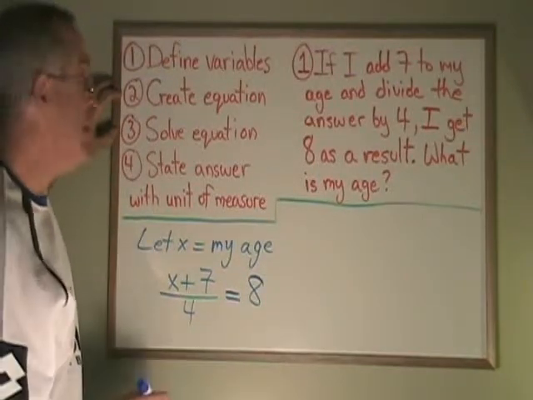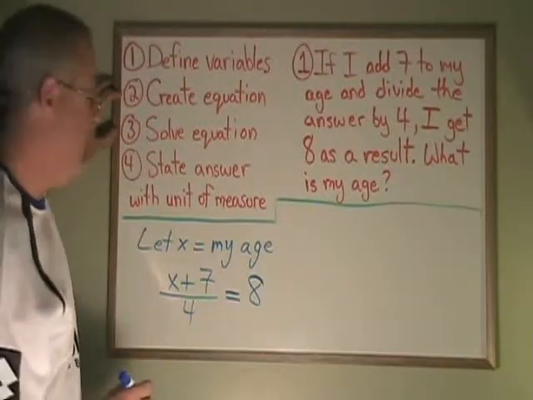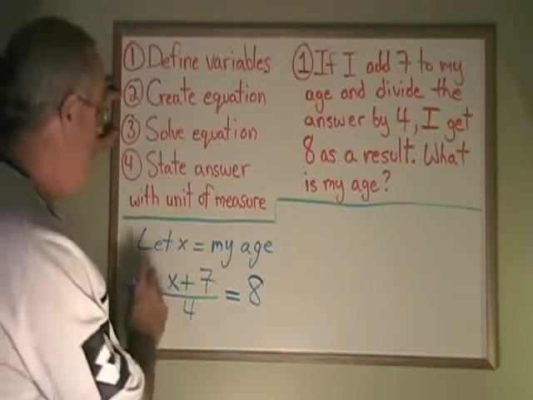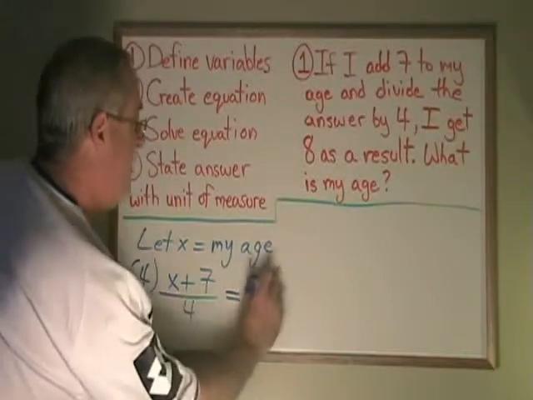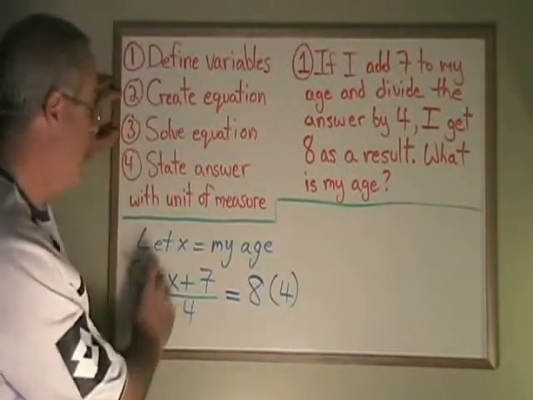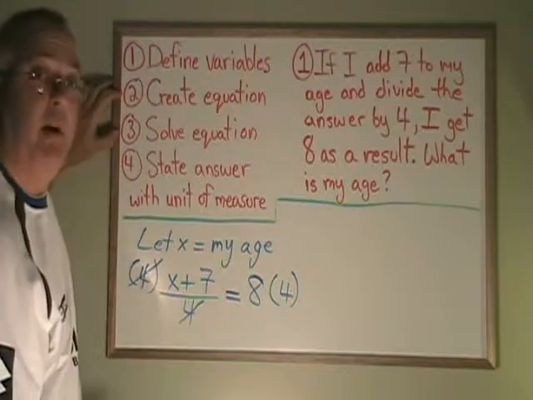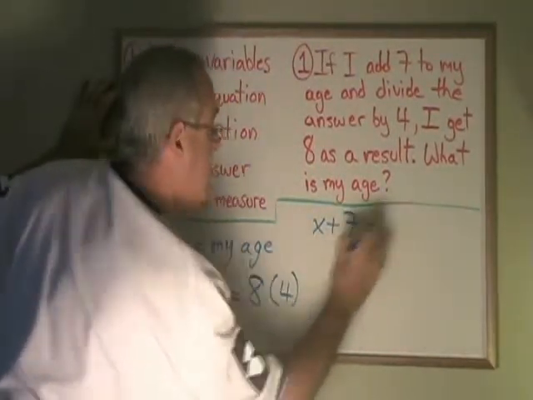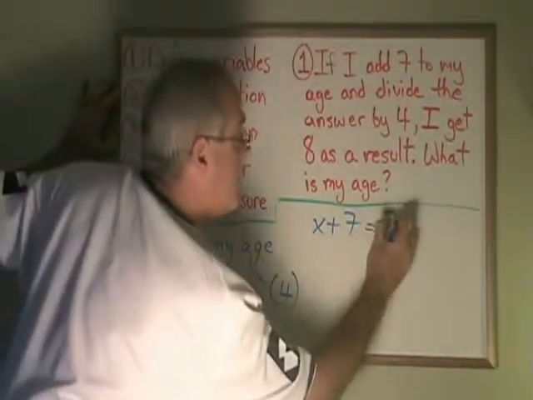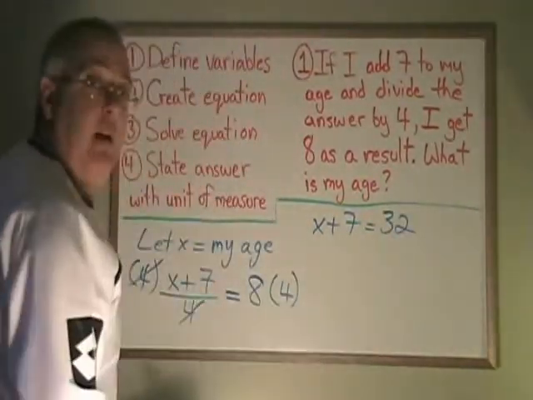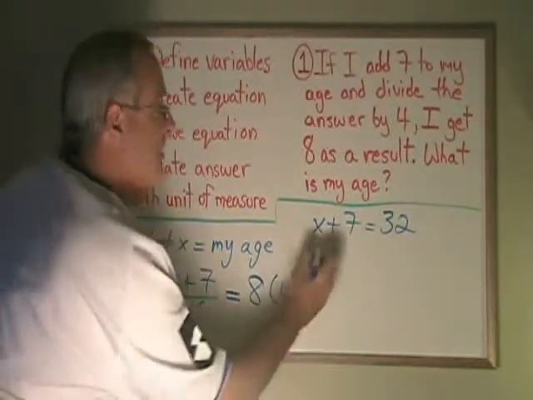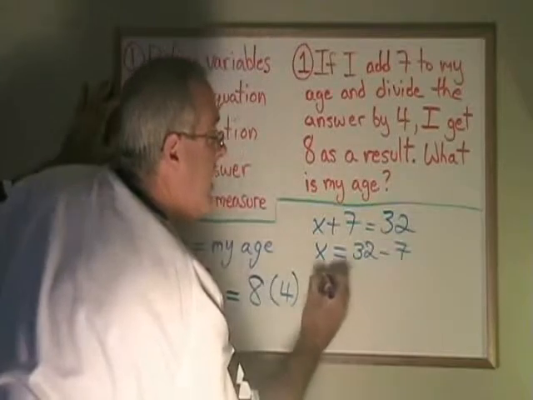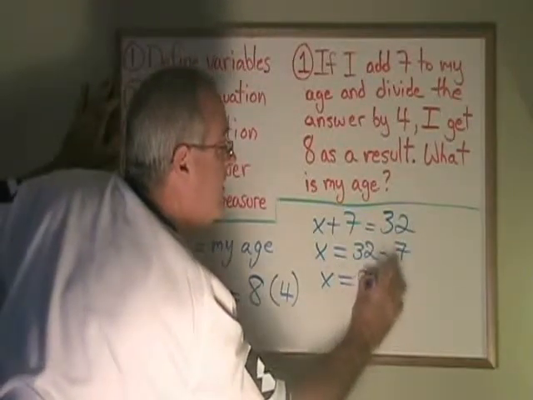Now it's time to do algebra to solve our equation, step 3. Since my algebraic expression is being divided by 4, I multiply both sides by 4. And this allows me to cancel the 4's over here. My equation has now become x plus 7 is equal to 8 times 4, which is 32. Now I just have to move the 7 to the other side of the equals. X equals 32 minus 7. And I know my answer, x is 25.